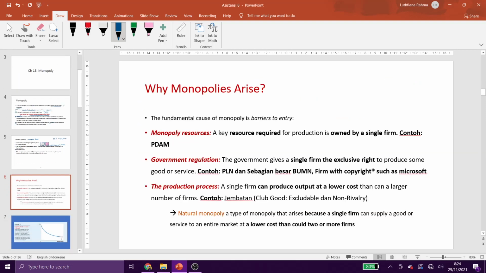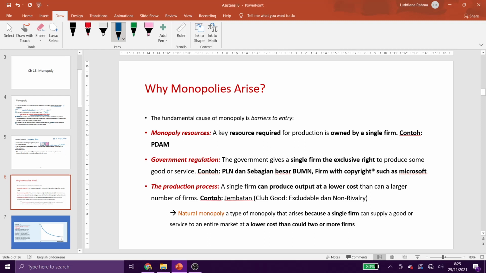So this is why a monopoly can arise. Basically, the fundamental cause of monopoly is the barriers to entry. What are the barriers to entry? It means that if a new firm would like to enter the monopoly market and be a competitor for the existing monopoly, it faces high barriers. The barriers to entry are so high, so it is very difficult for new firms to enter the market.